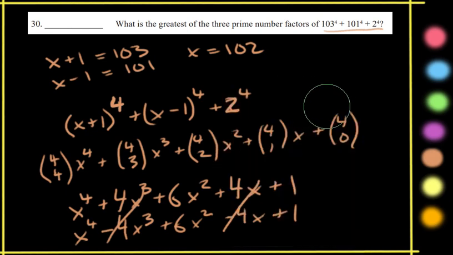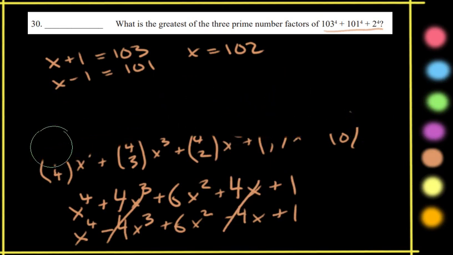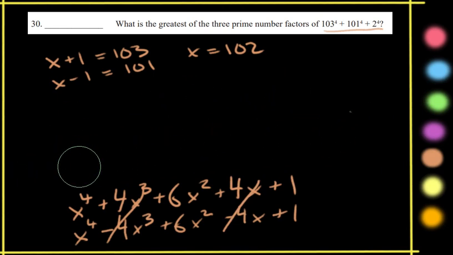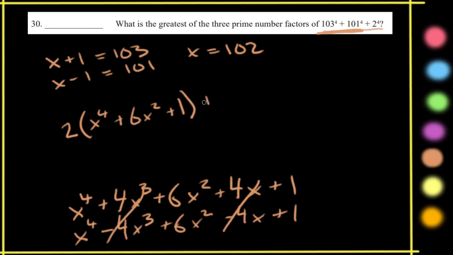And let me make a little room up here. What am I going to get? I probably shouldn't have erased all that, but that's just the first two parts. I don't have the 16 on there yet. So if I write that out, it's 2 times x to the 4th plus 6x squared plus 1. And then I have to add this 2 to the 4th, which is just 16.